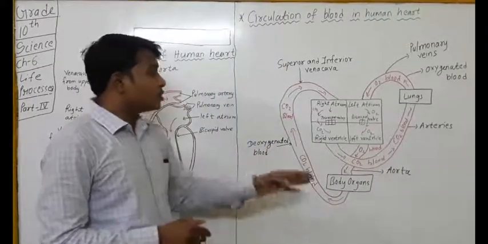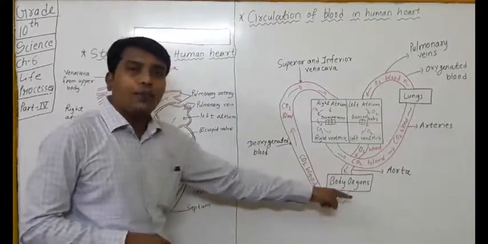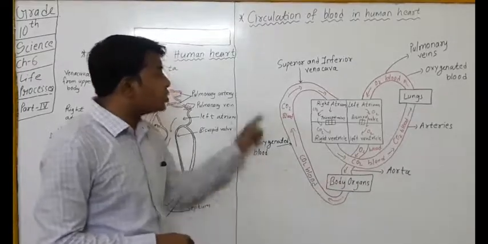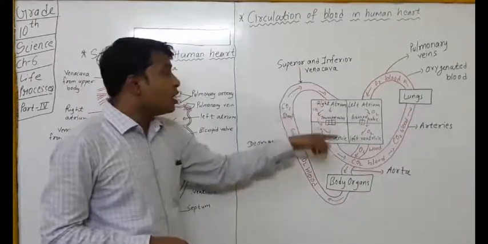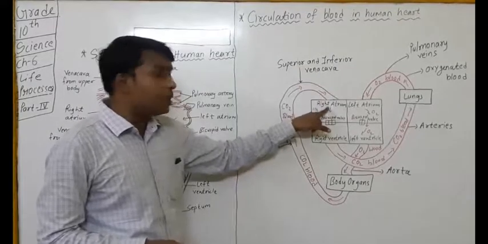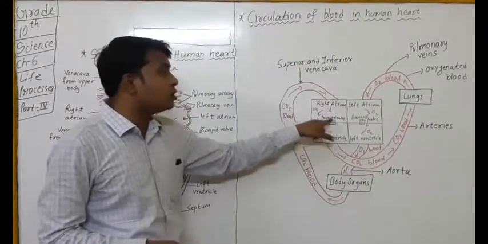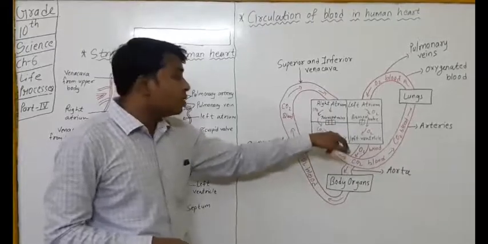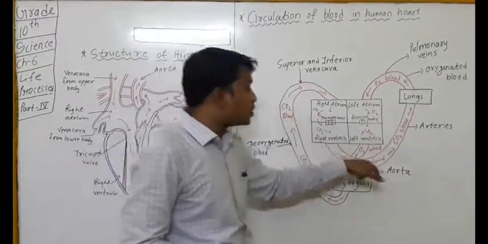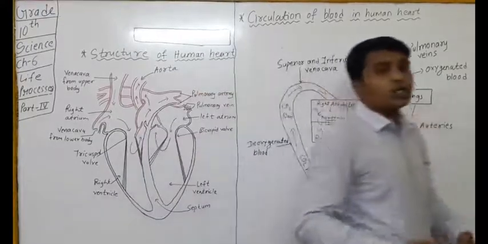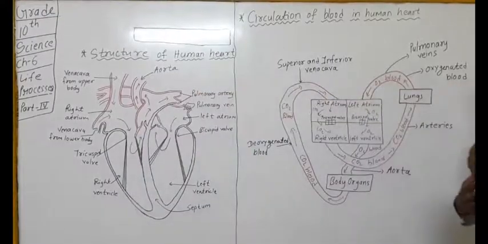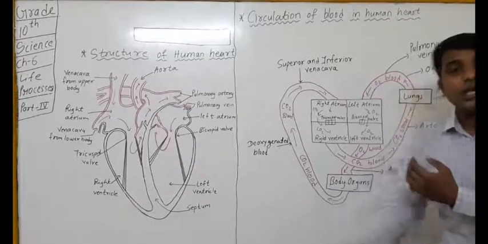Okay, first of all, from the body organs, impure blood, CO2 blood, is taken to the right atrium by the superior and inferior vena cava. Now from the right atrium, the blood enters the right ventricle through the tricuspid valve. From the right ventricle, the impure blood is taken to the lungs for its purification. So during the process of inhalation, oxygen is added to the lungs, and CO2 is taken out from the blood.